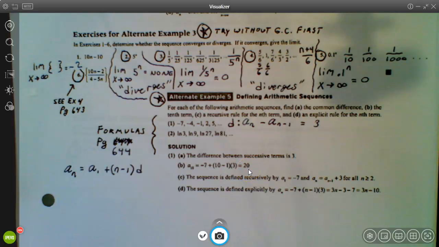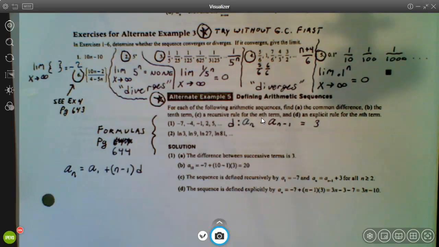Right? And so obviously a formula is going to be way more efficient than trying to lay out this entire pattern until you land on the 10th term or the 20th term or the 30th term. Okay. Recursive rule for the nth term. Let's take a look at that. We've done these before already.